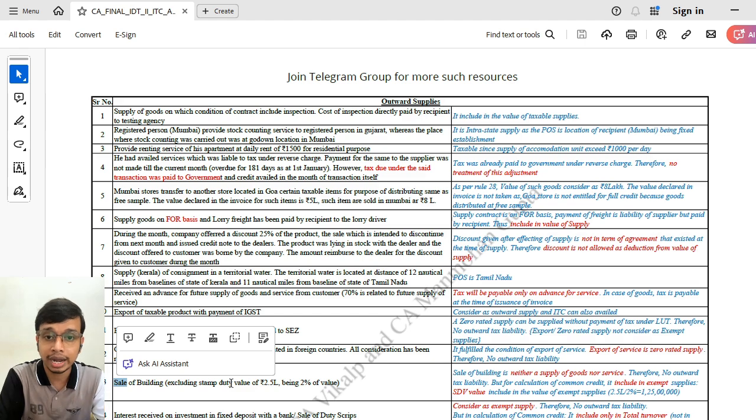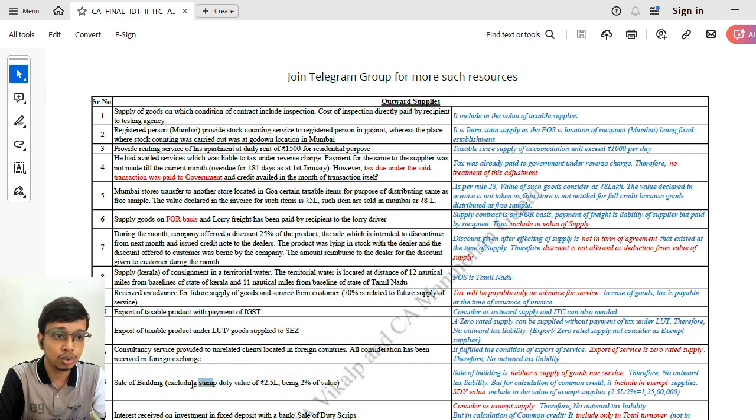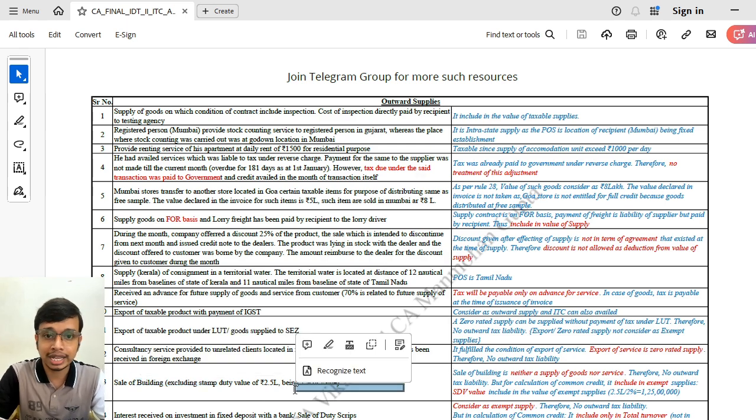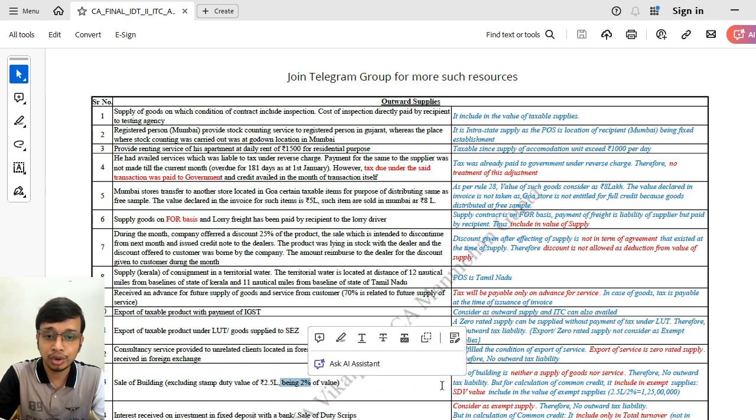calculating common ITC. If you read the notes of the ITC chapter, there is a concept of common ITC, in which we have to calculate exempt turnover and total turnover. So sale of building is included in the exempt turnover and total turnover, and the value included in those exempt turnover and total turnover is the SDV value, which is 1.25 crore, because 2.5 lakh divided by 2%.